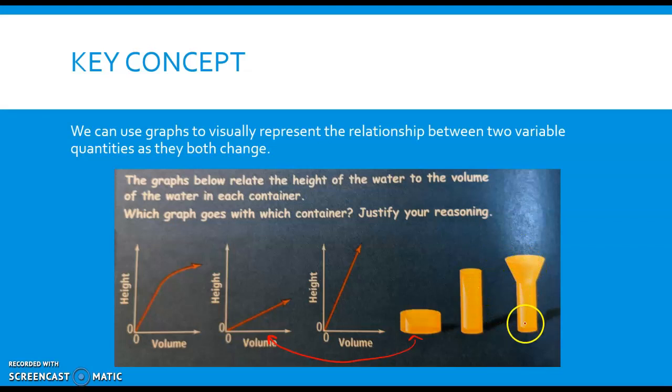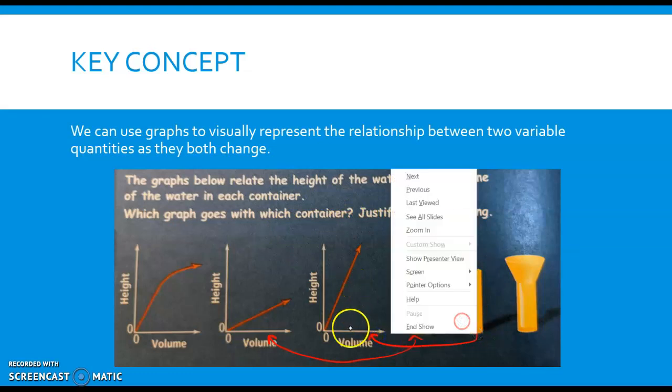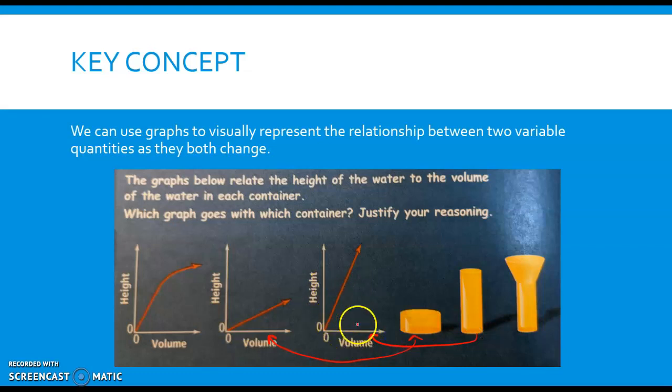And then this third one, up until we hit the funnel-like shape, once we hit the funnel, it'll start to slow down on our height. And the reason is because our funnel gets wider. And so thinking of that, the one that has the constant quick rate of change would be this third graph. So that's what I'm going to match with this second cylinder.